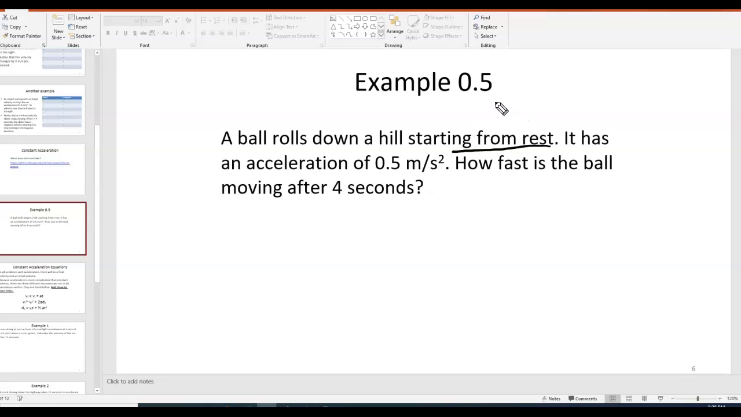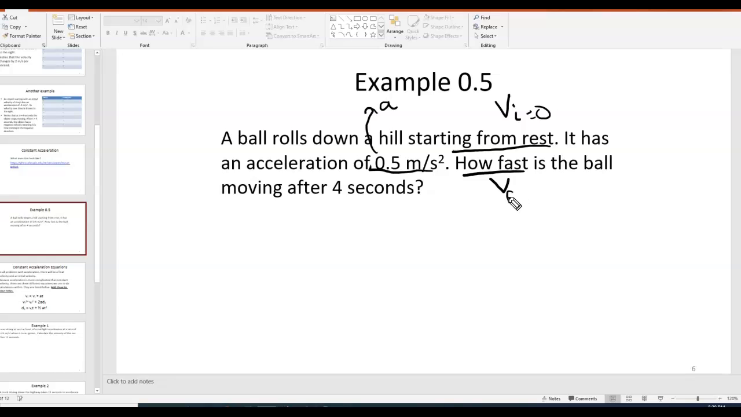Now, I'm going to label that VI. VI means initial velocity. That's how fast it's moving at the beginning of the problem. VI equals 0. It has an acceleration of 0.5 meters per second squared. I'm going to label that with an A for acceleration. Now it tells me it's acceleration, but it also can tell, looking at the unit meters per second squared, that has to be acceleration. How fast is always a question about velocity.